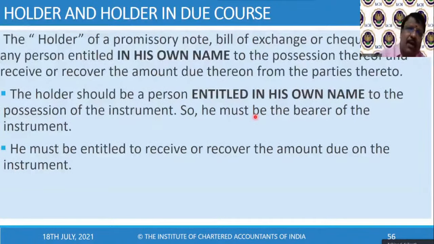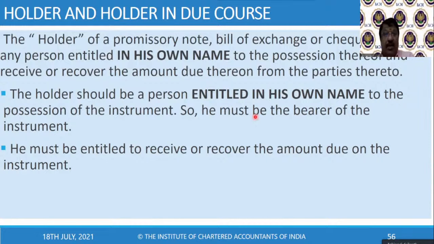Okay. Now we come to the important topic, which is very important: holder and holder in due course. I think by now you already know who is a holder. Anybody in the cycle, from the first payee to the last endorsee, all are holders. The holder of a promissory note is any person entitled in his own name to the possession thereof and to receive or recover the amount due. Now, one of the presumptions of a negotiable instrument is that the holder is a holder in due course, that he is entitled to the possession.